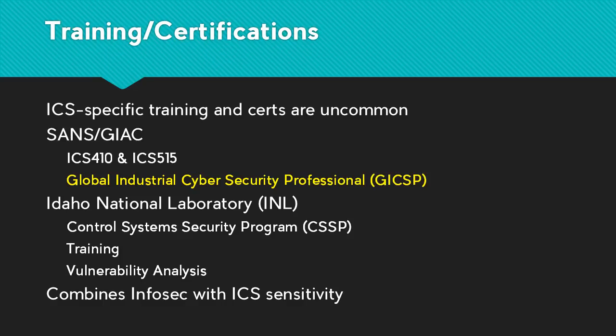Trainings and certifications, they are uncommon. However, SANS and GIAC have created, there are two SANS classes now, ICS 410 and 515. They have also created the Global Industrial Cybersecurity Professional, their GICSP certification. I actually participated in the creation of this certification and helped them modify some of the questions and took the initial test. This is a basic level cert.